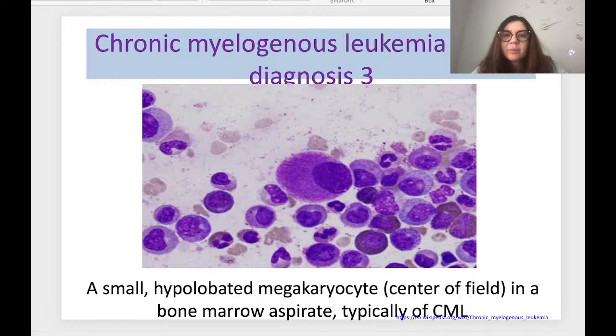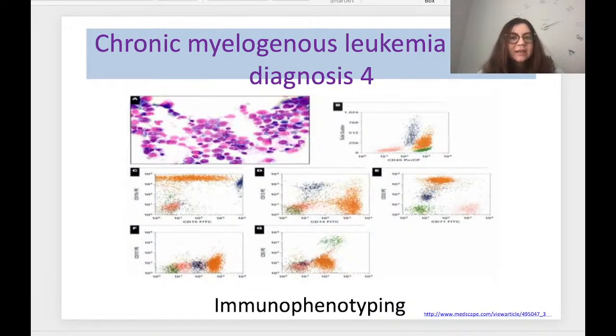Here you see a microscopic picture, a small hypolobated megakaryocyte. It is big and round in the center. In the bone marrow aspirate, this is typical for chronic myelogenous leukemia. And a possible picture for chronic myelogenous leukemia you see on this slide in immunophenotyping.